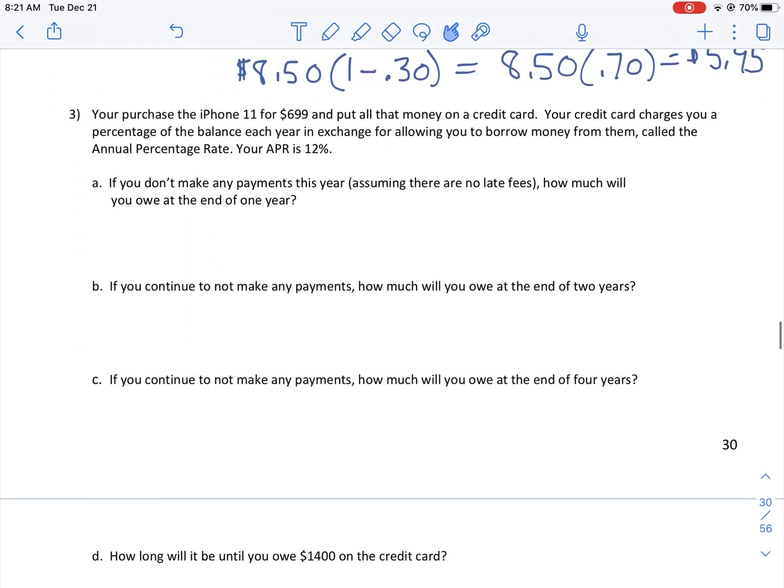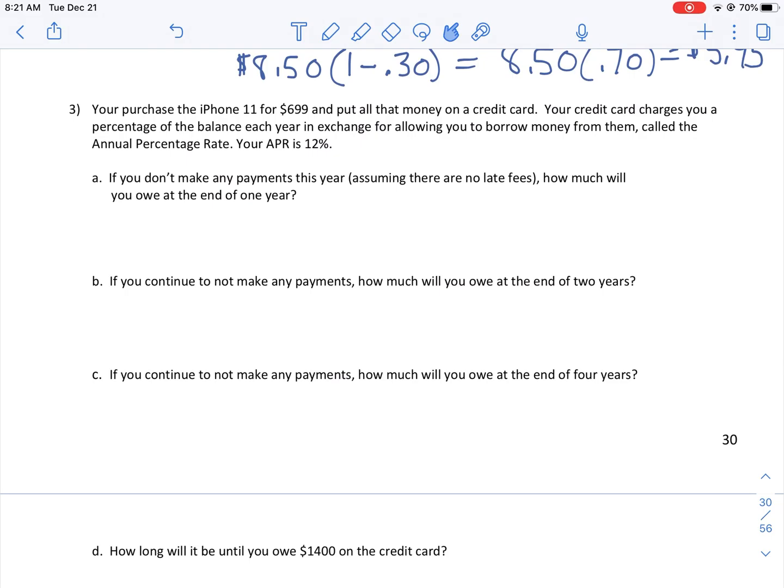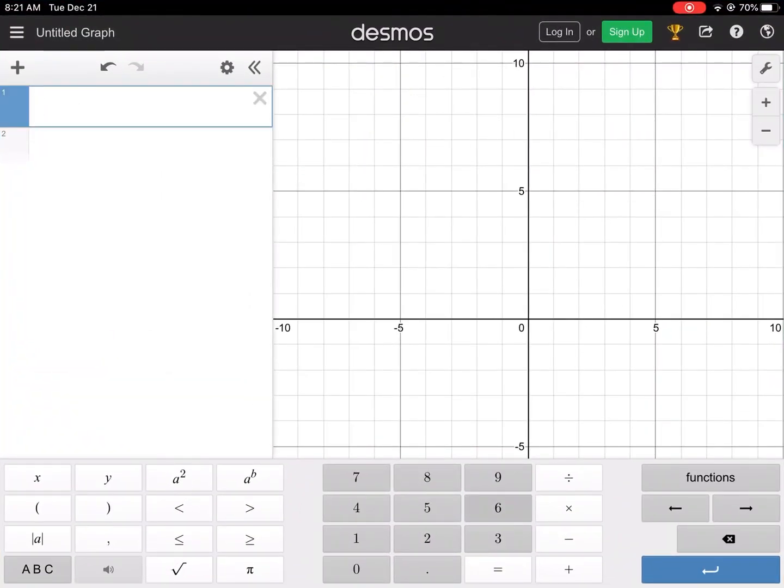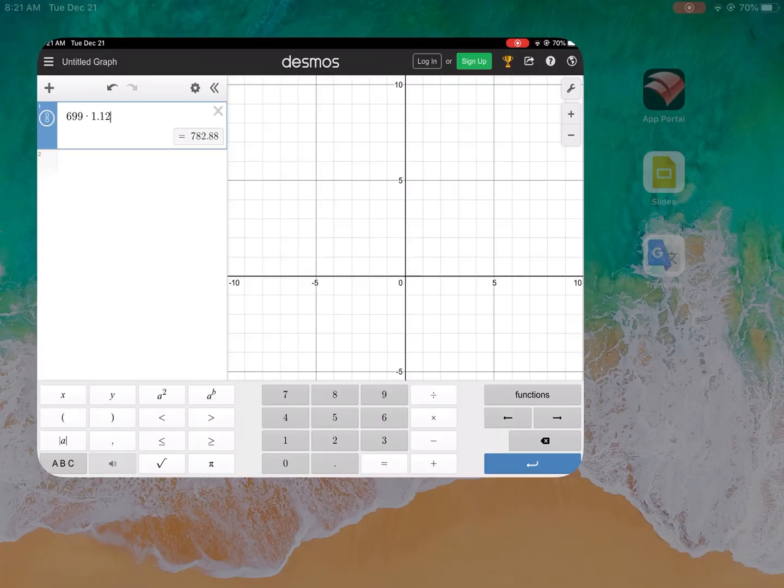So the next thing, you purchase your iPhone 11 for $699 and put all the money on a credit card. Your credit card charges you a percentage of the balance each year. You are allowed to borrow money from them, called the annual percentage rate. Your APR is 12%. If you don't make any payments this year, assuming there's no late fees, how much would you owe? So we'd say $699 times 1.12. So $699 times 1.12, $782.88.